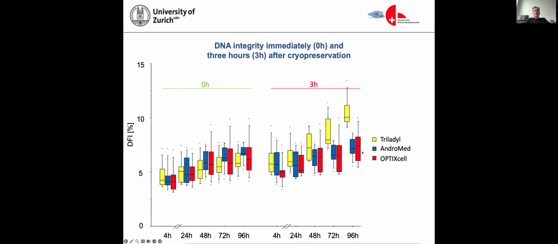And what we have seen here is that there was a tremendous negative effect on the DNA damage if we used the Triladyl extender. It was not possible to wait too long if we're using this Triladyl extender. Then we had a high increase of DNA damage in contrast to the other extenders without egg yolk particles.